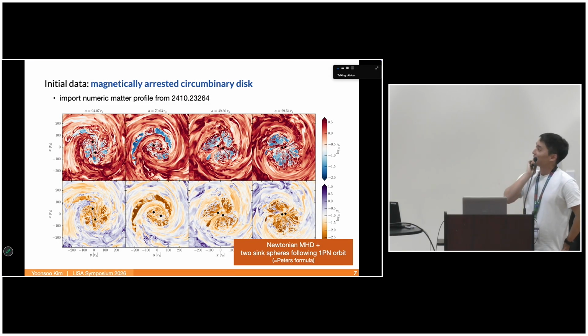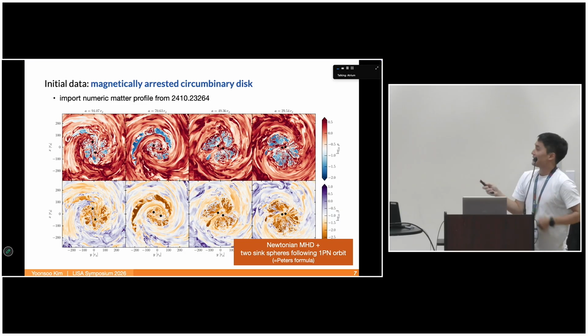So there was a long, hundreds of orbits, binary accretion simulation done by a Caltech team 2 years ago. They basically found that if you put the binary in a highly magnetized disk for a long time, it converges to something called a binary magnetically arrested state. It looks like a single black hole's magnetically arrested state, not exactly the same. And this was actually not a full GR simulation. This was a Newtonian simulation putting 2 sink particles with a 1PN orbit around it.